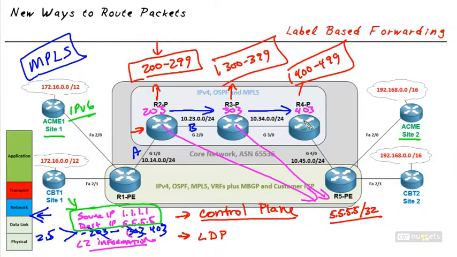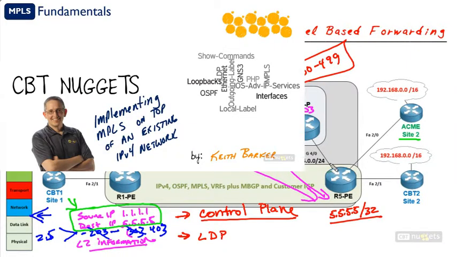They're forwarding based on that MPLS label information, and they're not forwarding based on the layer 3 information because they're not even looking at it. We could effectively tunnel lots of different types of traffic across our network.